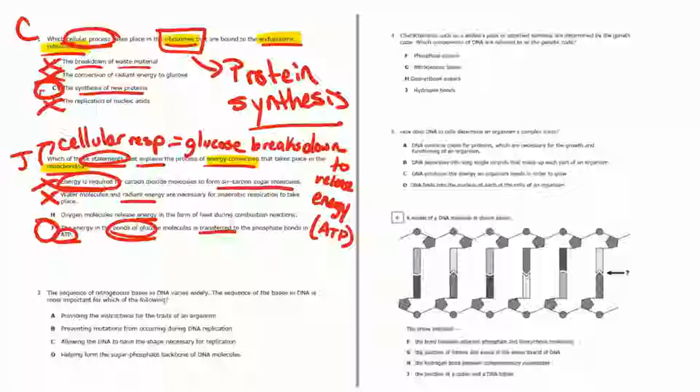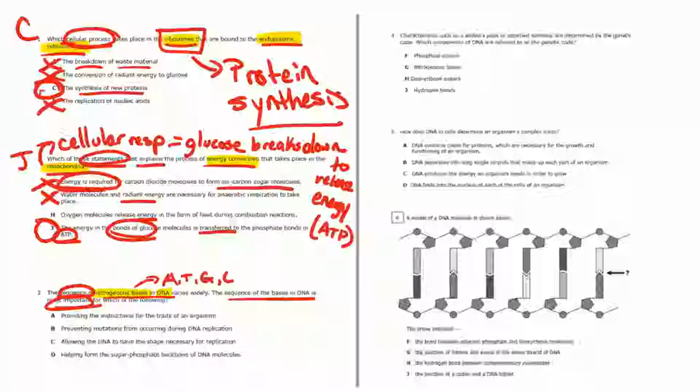Number 3. The sequence of nitrogenous bases in DNA varies widely. The sequence of the bases in DNA is most important for which of the following reasons? So, keywords: nitrogenous bases and DNA. So, I want to know, why is it that this sequence of nitrogenous bases is so important? So, think about it. The nitrogenous bases we know are A, T, G, and C. Those are our nitrogenous bases.